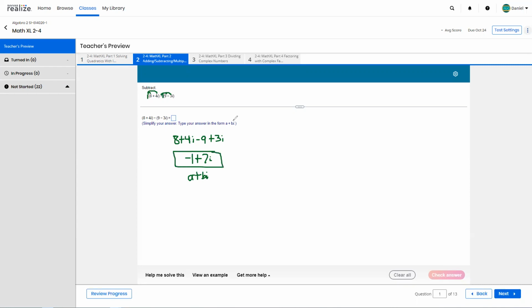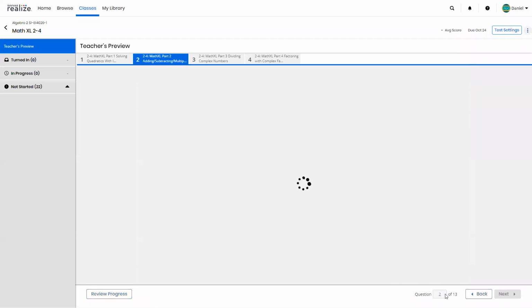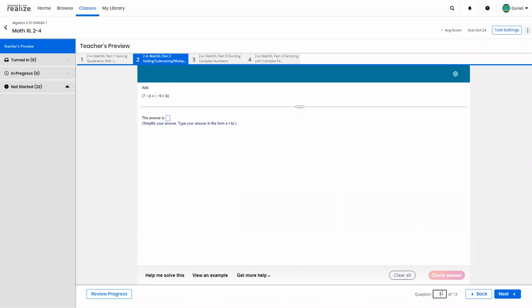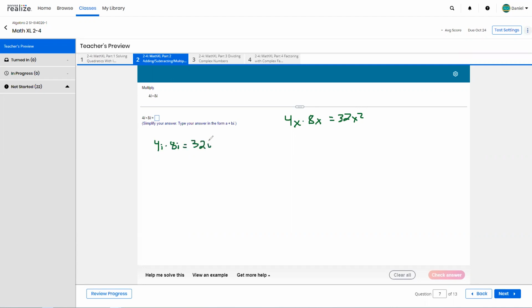Okay, let's look at multiplication now. So that was addition, this was subtraction. Let's go to one that might be multiplication. Okay, 4i times 8i. So all you're doing is multiplying this just like if it was 4x times 8x. 4x times 8x is going to be 32x squared. 4i times 8i is going to be equal to 32 times i squared.